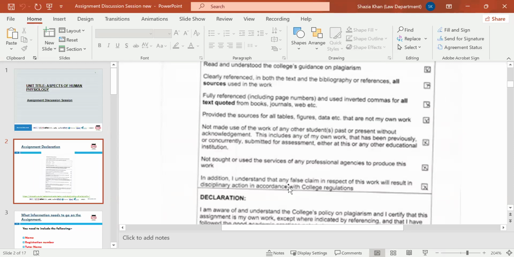So, this includes your own work submitted concurrently. Can you self plagiarize? How can you self plagiarize? That's when you repeat your own work. So maybe you've submitted your assignment previously, and then you decide to take something out of that assignment and submit it again. Is that self plagiarism?